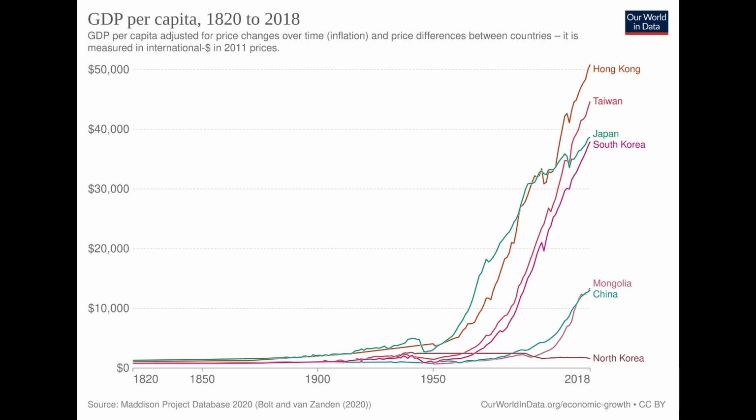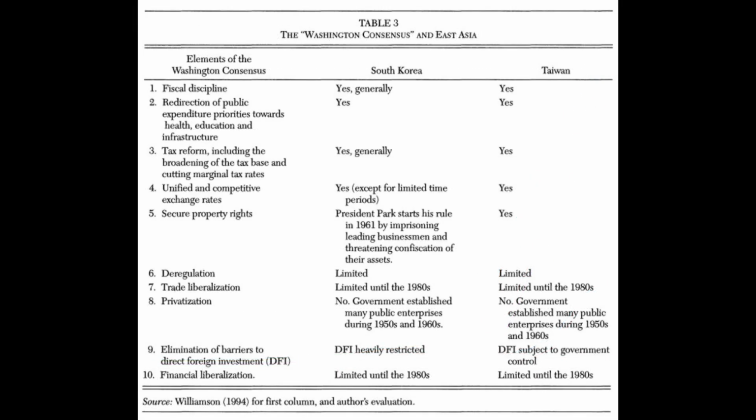The second consideration that I think he misses is that even in his own analysis, and he presents a table showing this, the 10 elements of the Washington Consensus and then an analysis of South Korea and Taiwan, he shows that from the period of the 1960s through to the early 1980s, South Korea and Taiwan fulfilled about 5 to 6 of the elements of the Washington Consensus, including security of property rights, for the most part, redirection of public investment towards health and education, fiscal discipline, tax reform, and unified and competitive exchange rates.